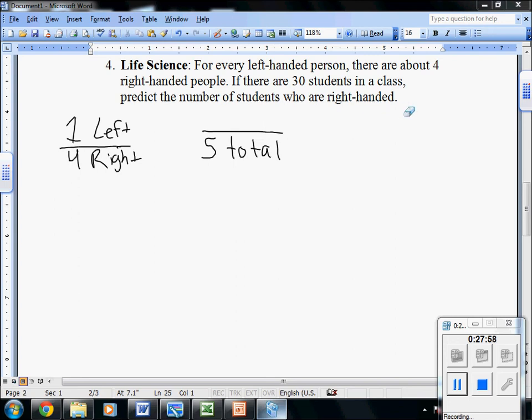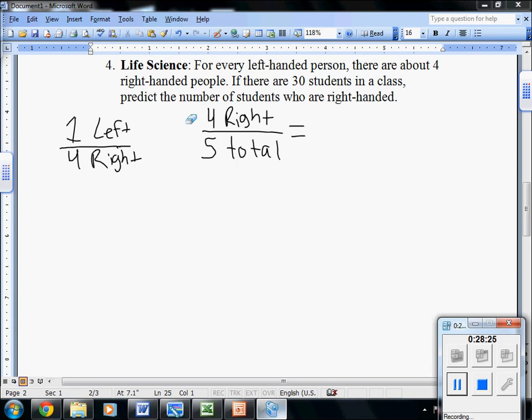Now, out of that 5 people, the question wants to know who are right-handed. Out of the 1 lefty and 4 righties, the number of the 5 people total that are right-handed is 4. So I'm going to call that 4 righties. So this is the rate we're going to use. That means out of 5 people, 4 of them will be right-handed. So that's the rate we're going to use to solve this.